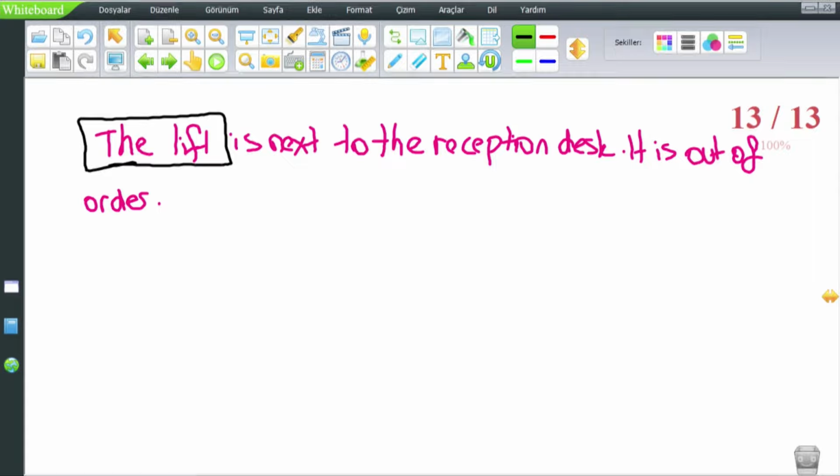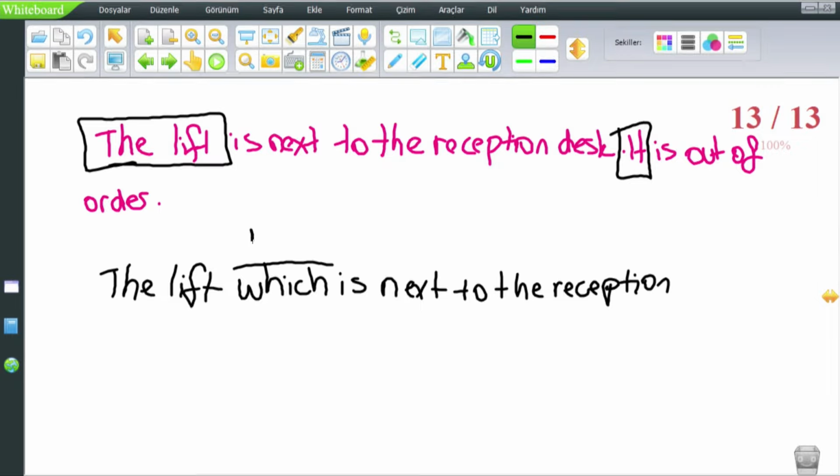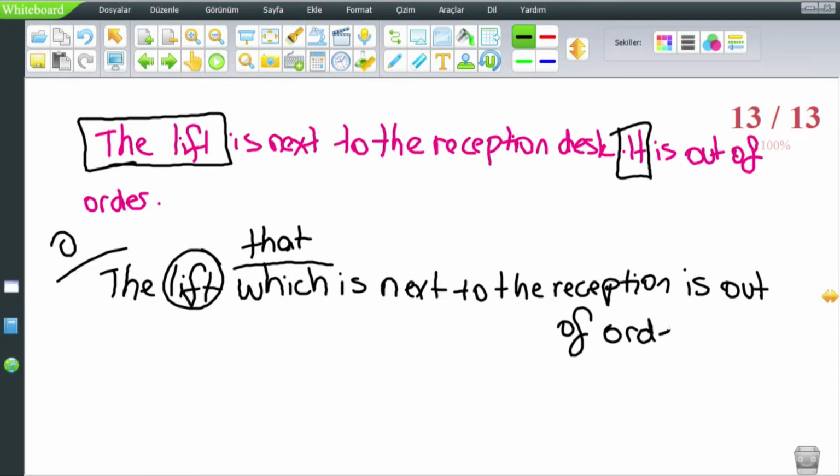Here, the common feature of speech in both sentences is the lift. So I will start with it and unite the two sentences using the right relative pronoun. The lift, which is next to the reception, or again, I could use that here also because I'm talking about an object, the lift, that is next to the reception is out of order.